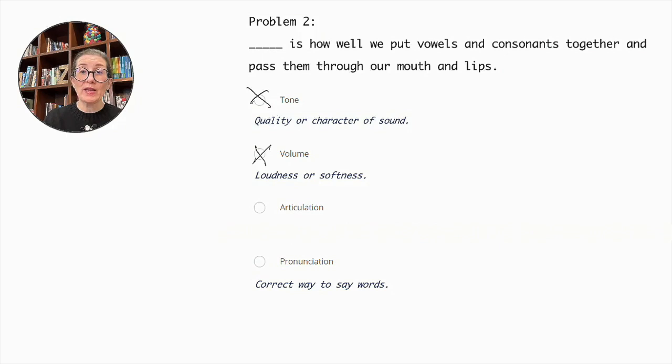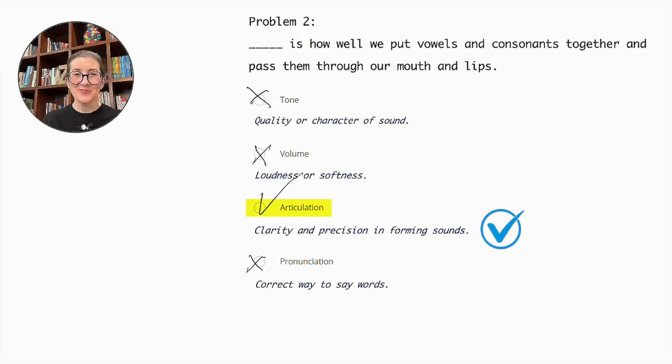Pronunciation involves the way in which a word is spoken, focusing on the correct way to say the words, but not specifically on the physical process of forming sounds. So we can cross that out as well. The correct answer is articulation, which refers to the clarity and precision with which we form vowels and consonants, enabling us to produce clear and understandable speech. Thus, articulation is the correct answer.